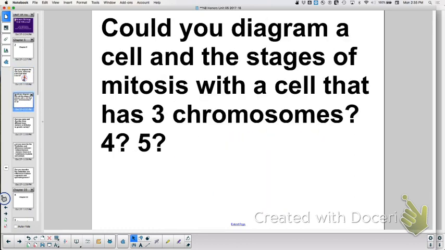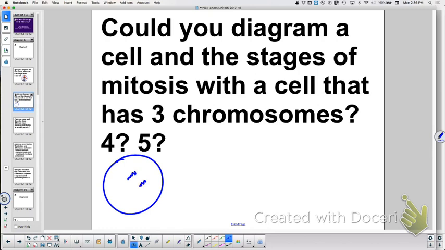Could you diagram a cell and the stages of mitosis with a cell that has 3 chromosomes, 4 chromosomes, 5 chromosomes, like what you were to do with your licorice? The licorice, I had you do mitosis and meiosis. But could you diagram each part? Could you say, okay, here is prophase. What happens during prophase? Organelles become visible. Not organelles. Chromosomes become what? Visible.